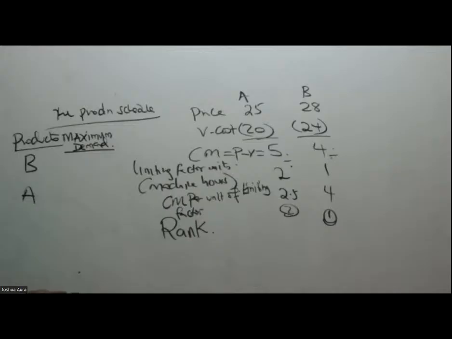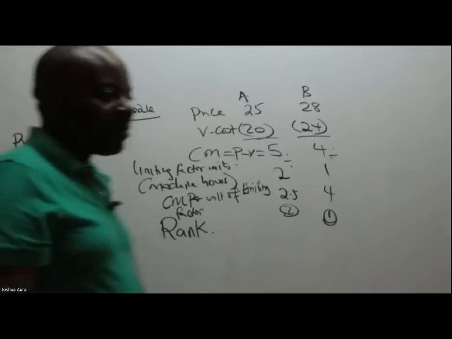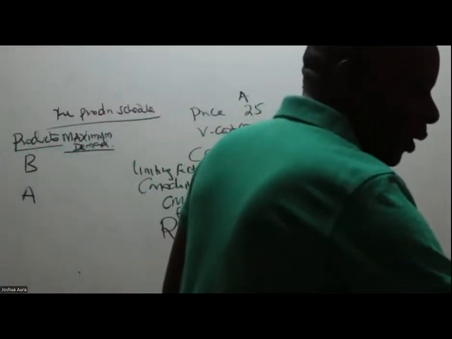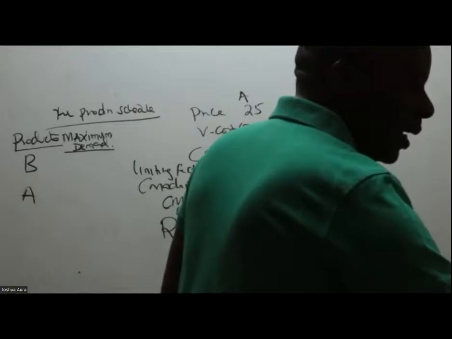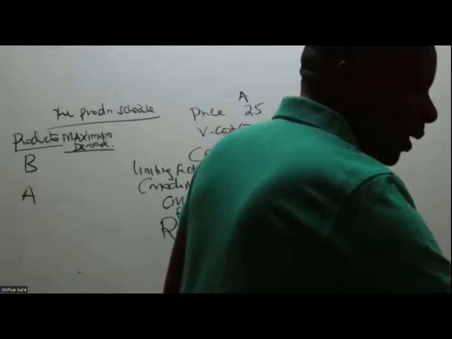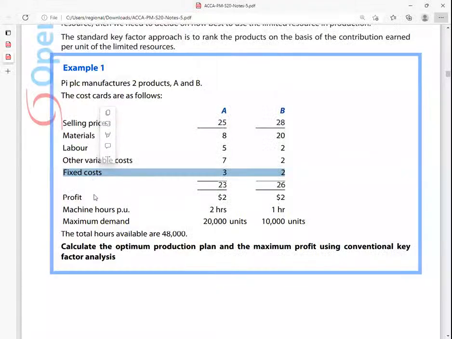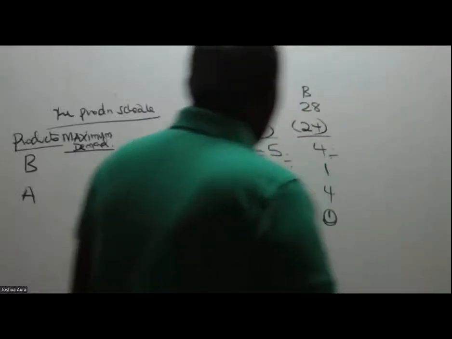So for maximum demand, this is what we have here. They have given us the maximum demanded units in the question. For B, which we ranked first, it is 10,000, and for A, 20,000.